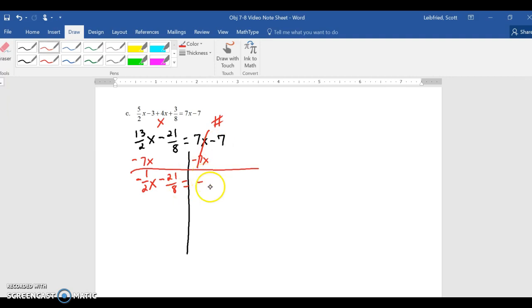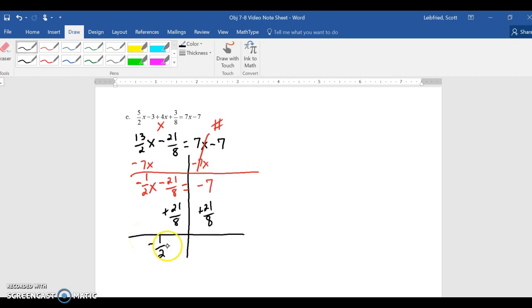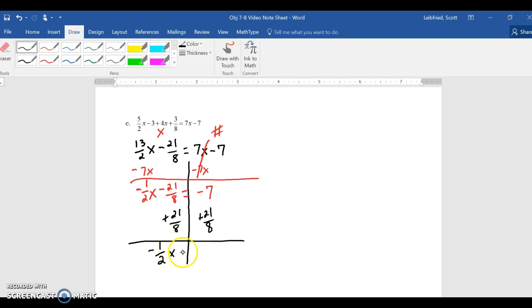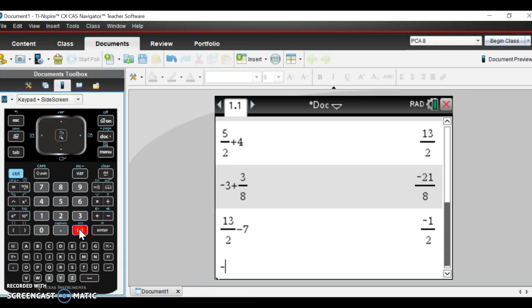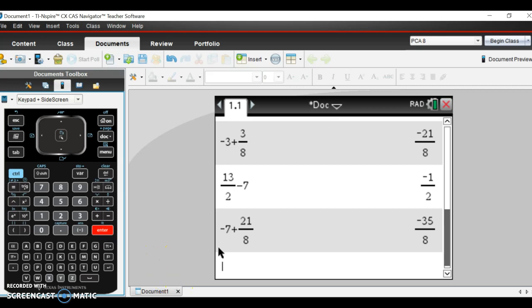We bring down the negative 7. Now we have to get the numbers on the right side, so we have to add 21/8 because that's the opposite. On the left side, we bring down the negative 1/2 x. These cancel. We're going to go back to our calculator to do the negative 7 plus 21/8. So we have negative 7. Now you're using the negative sign. Plus 21/8. And you get negative 35/8.